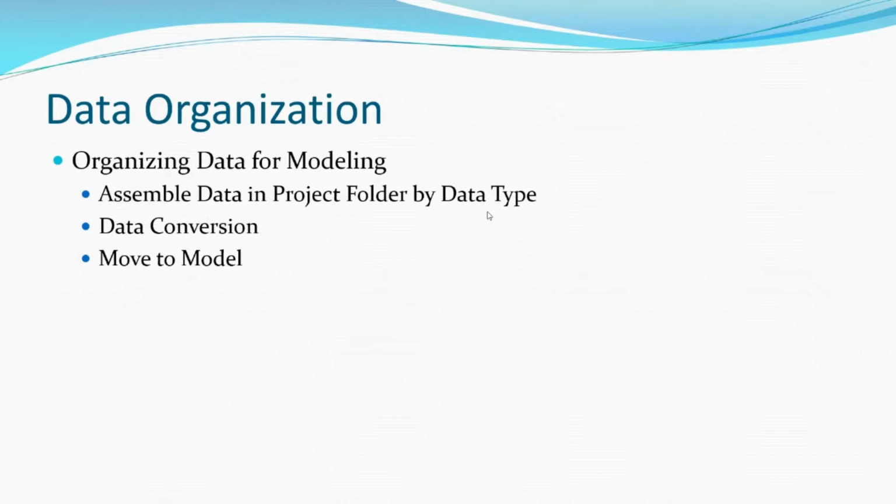Then organize the data for modeling. Assemble the data into a project file by data type. What I mean is you have a folder on your computer that's your project, then a folder that's data, and then you can have folders underneath that: meteorological data, land use data, flow data, water quality observations data. You're going to have to do some kind of data conversions because not all the data that you download are in the units that are expected by the models. So you'd have to do that data conversion. And then ultimately you would have to move the data into the model itself, whether it's cutting and pasting, typing, or querying the information into the model. That would be your last step.